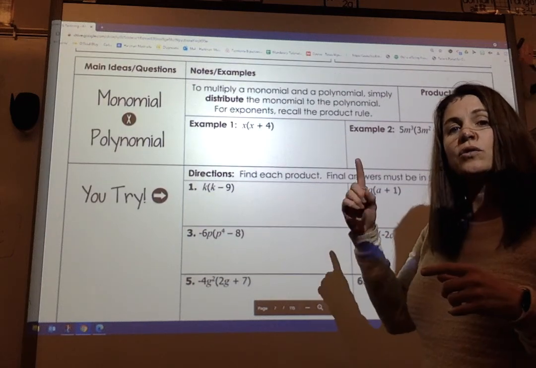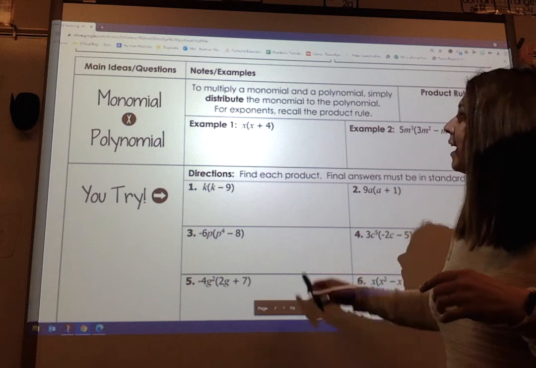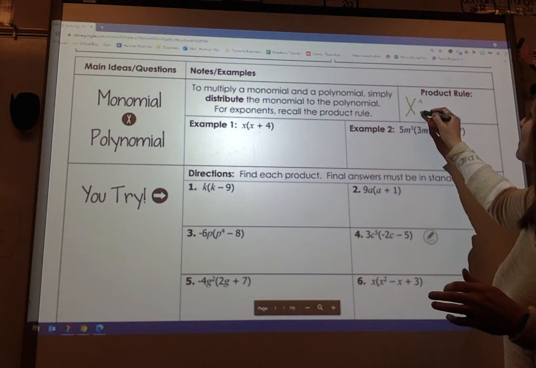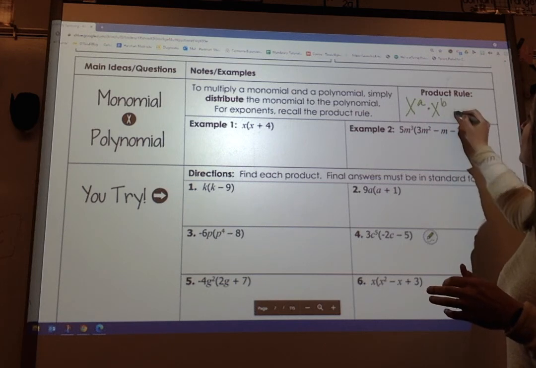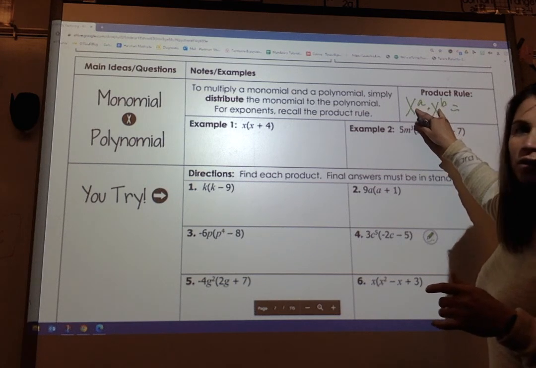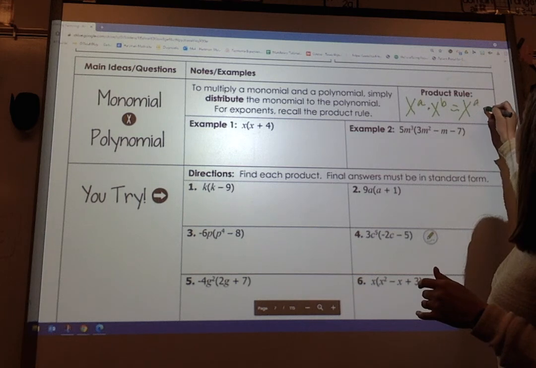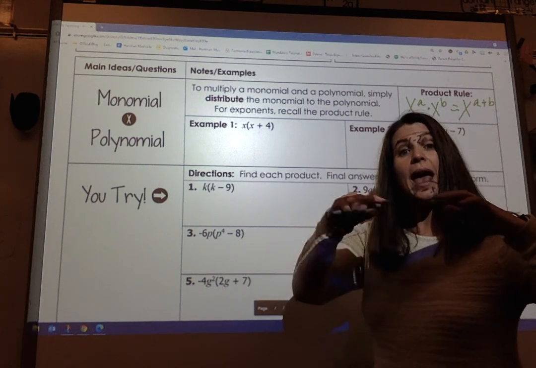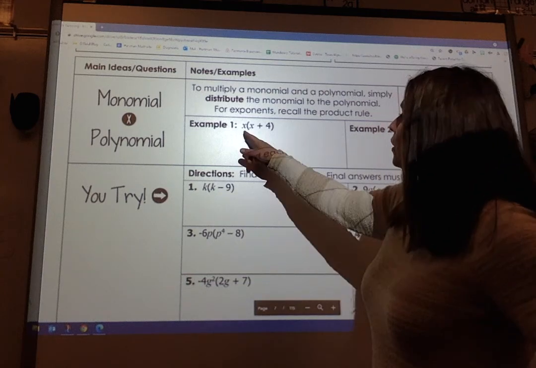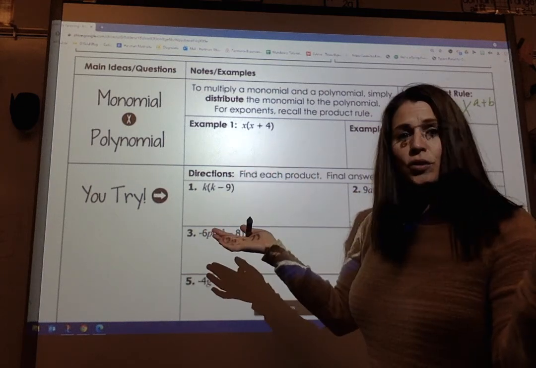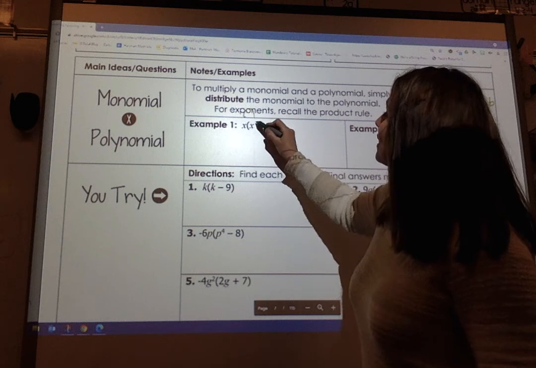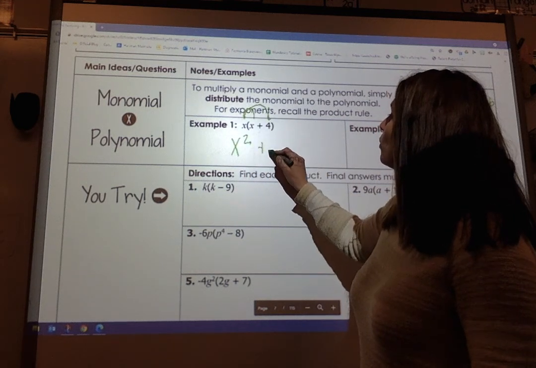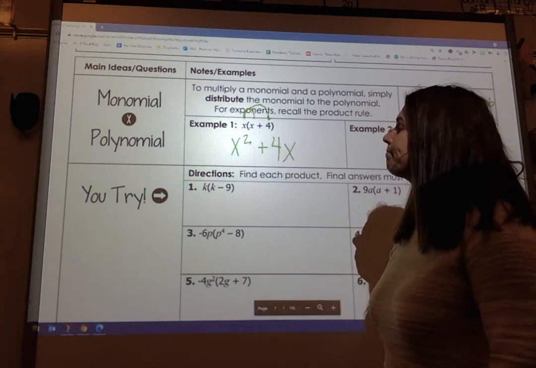The only thing I want you to recall is that when we had exponents, what was that product rule? Remember, if we had x to the a times x to the b, what did our exponents do? They added. So this would be x to the a plus b. So that was the rule that we used, is that we added exponents. So if you look at example 1, all we're doing is a distributive property. We're multiplying x times x, which is x squared, and x times 4, which is positive 4x.